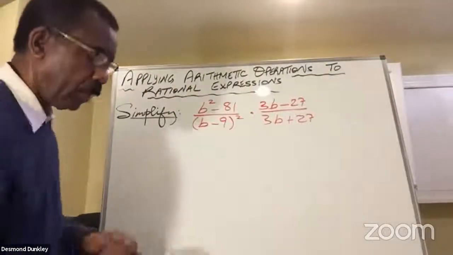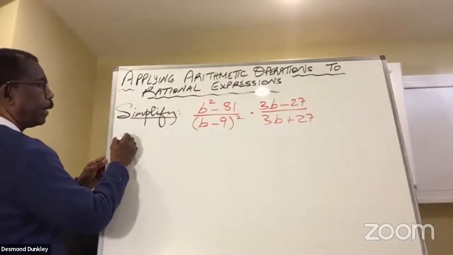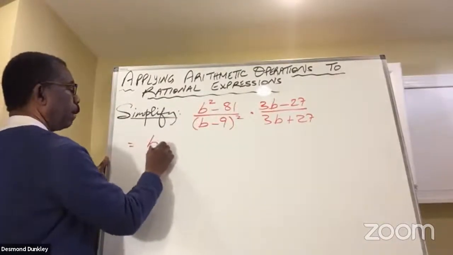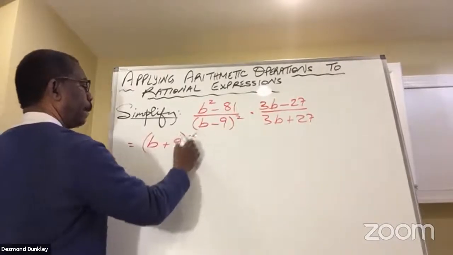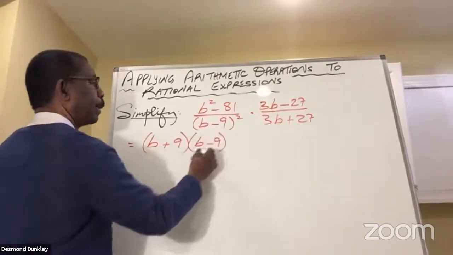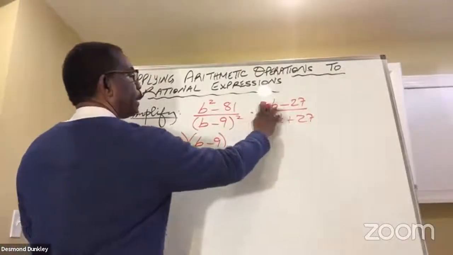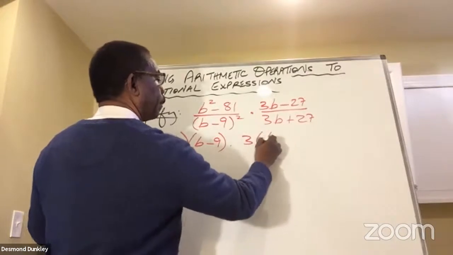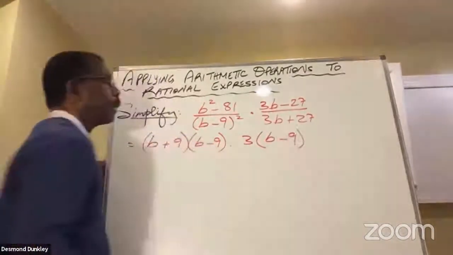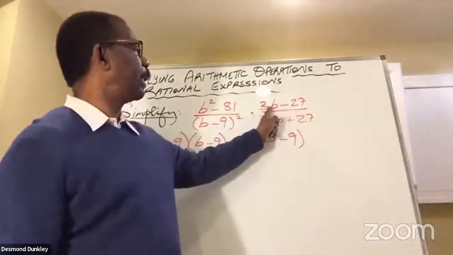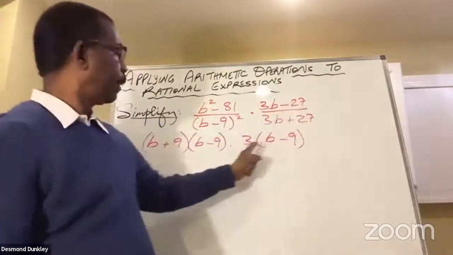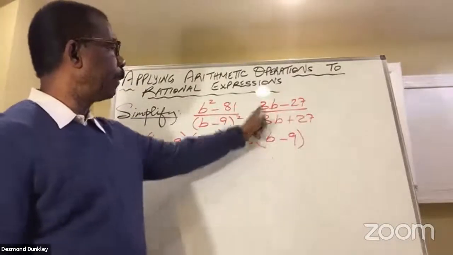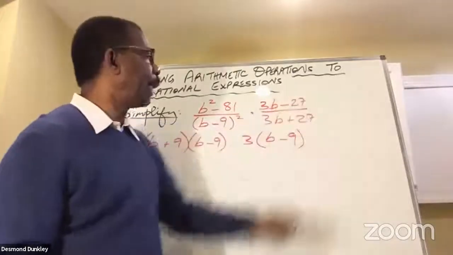So that was a quick review. So now we're ready to factorize completely. So now this right here becomes B plus 9 times B minus 9, times this, which becomes, if I factor out a 3, 3 times B minus 9. Because notice, 3 is common to 3B and 27. So I could factor out a 3, there's a B. Factor out a 3, there's a 9. Look at it. 3 times B, 3B. 3 times negative 9, negative 27.